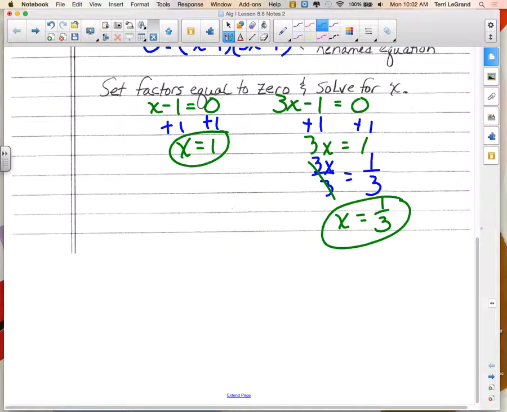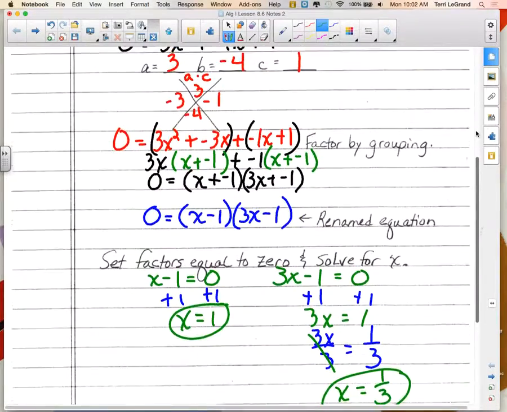Opening what direction? It's going to open up when we make the A positive. But if we would have made the A negative, what would it have done? It would have opened down. Does that change the solutions then, do you think? Does the direction it opens change where it's going to cross the x-axis? What do you think? No, it shouldn't change where it crosses the x-axis. All it does is flip it over because of the A value changing from positive to negative or vice versa.